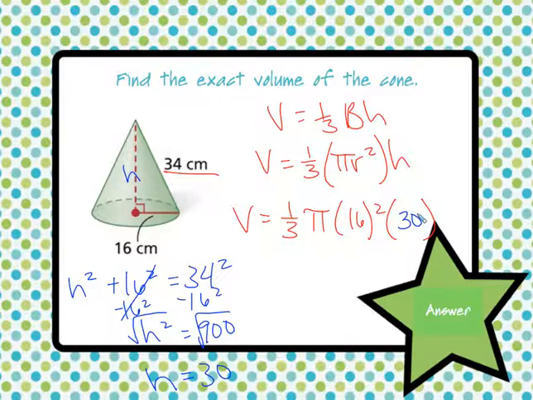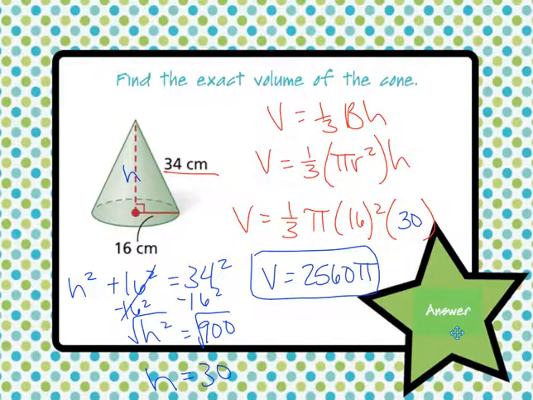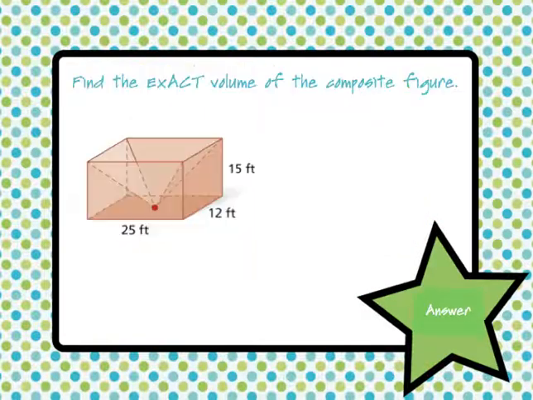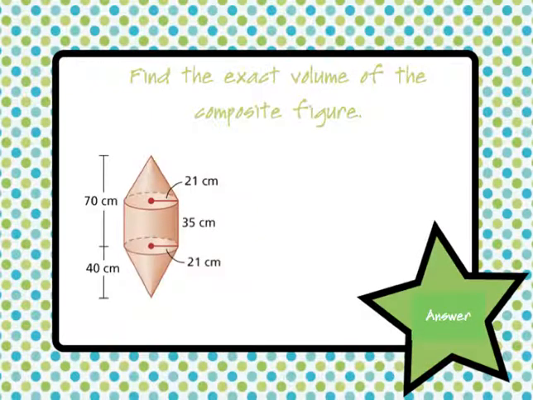So then you can plug in your 30 here. Now it says exact, so we don't multiply the pi in our calculator. You just do 1/3 times 16 squared times 30. And I got 2560, and then we put the pi with it. Perfect. Okay, this lesson's kind of short, so I think we just have 2 left.